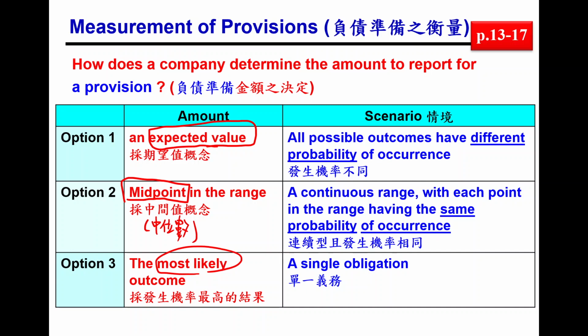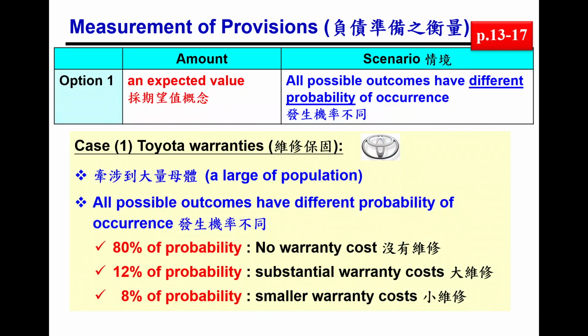Usually you have two or three different outcomes, and each outcome has a different possibility. For example, warranty 保固. Usually we have three outcomes. What are these three outcomes?